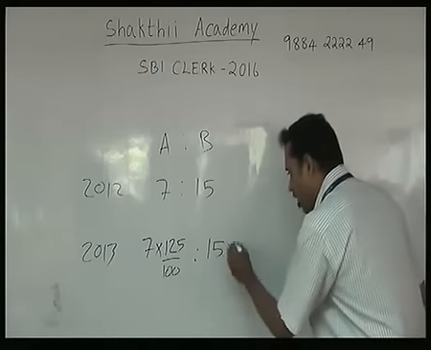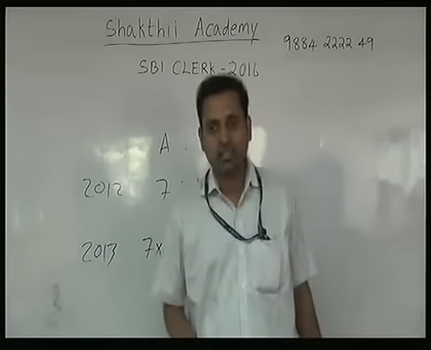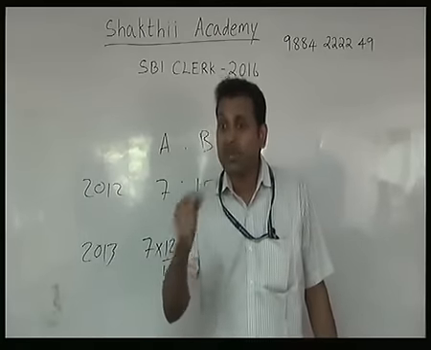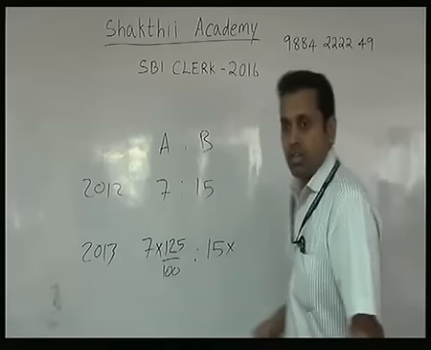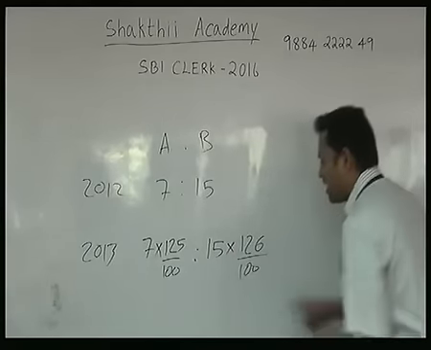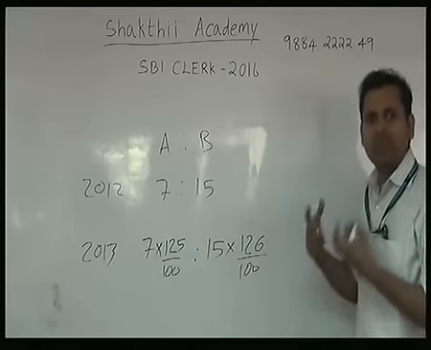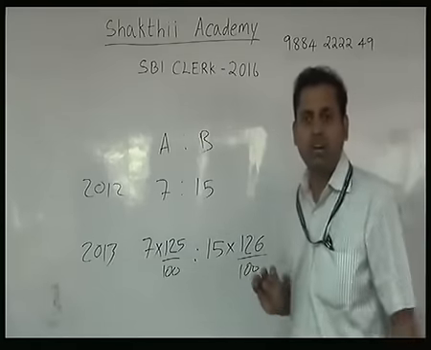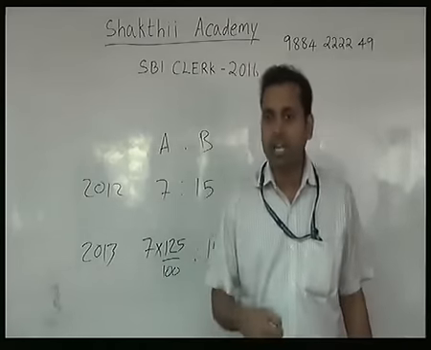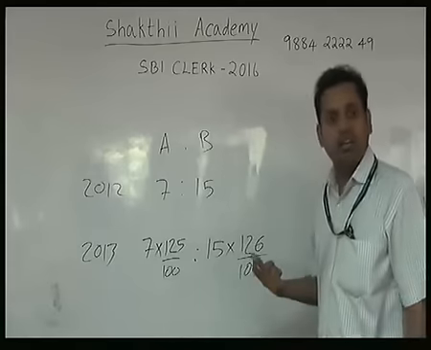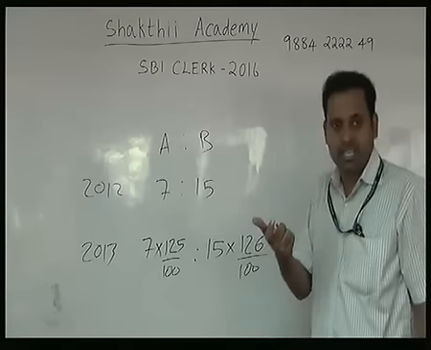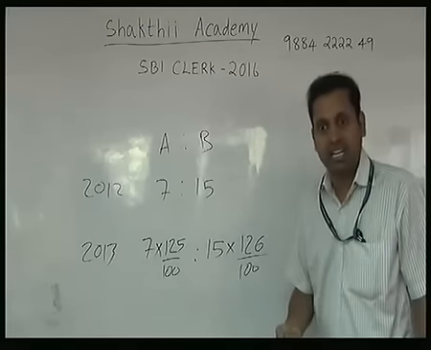15 into how many percentage is the student increases? 26% means the new student will be how many students? 126%. Correct or not? So this will be 126 divided by 100 because it is a percentage. Always wherever percentage comes, divide by 100 will come or not? So 10% means 10 by 100. 20% means 20 by 100. Similarly 26% and will be added to the 100%, you will get 126% because the new number of students only I need. Correct or not?